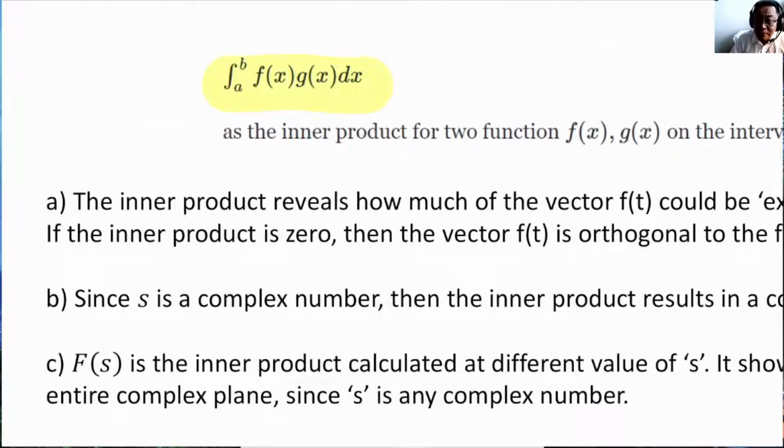This equation is actually the inner product of two functions, f and g. Basically, we are asking this equation to compute the signal f times the signal g across time a to b and sum it up. So we are forming a new signal f times g, and we are finding the area of this signal between a and b.